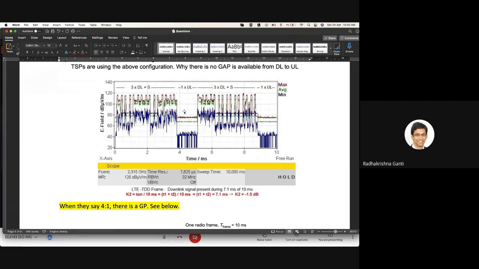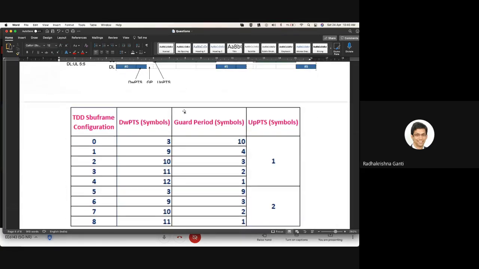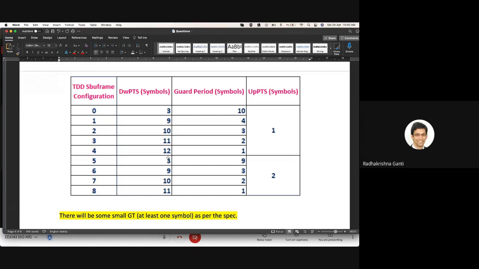Okay, so you can see that there will be some small transition time. You have to figure that out. So just look at this. Essentially, this is the configuration that's allowed. I don't know if the later specification makes this 0, but I don't think so. There's at least one guard symbol period.